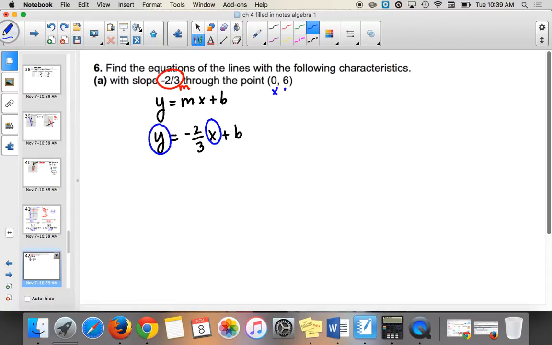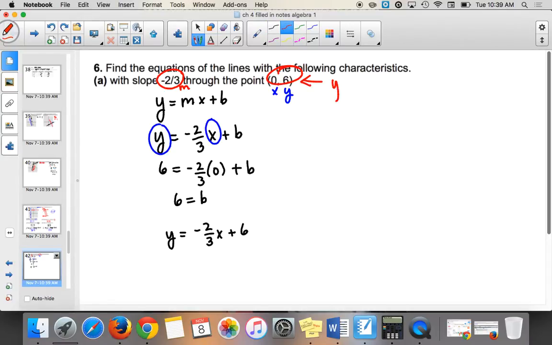So you would plug in your 0 and your 6, and you'd say, okay, I have 6 for y, I have 0 for x, and then I'm finding my b value. So I get 6 equals b. And then you just rewrite your final equation with the m and the b, but x and y go back to being x and y. So it's going to be y equals, the m was -2/3 x plus 6. So really this point right here was the y-intercept.